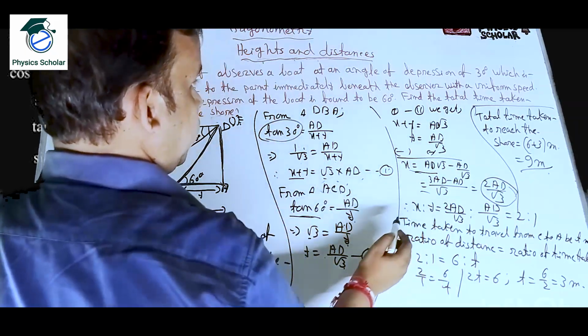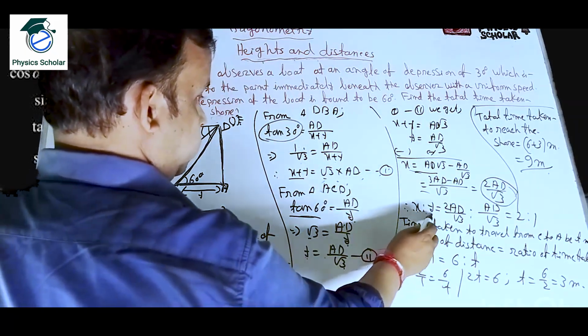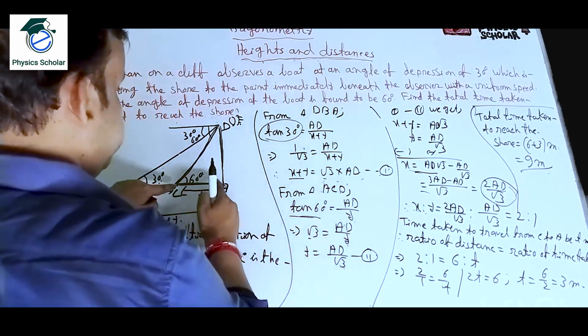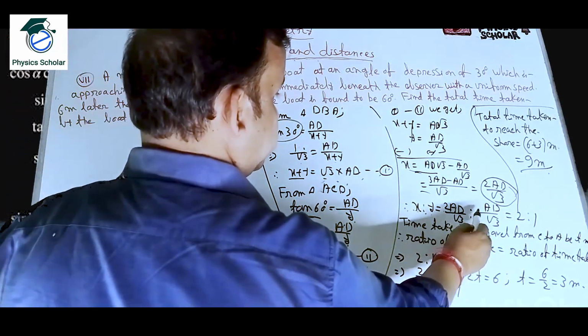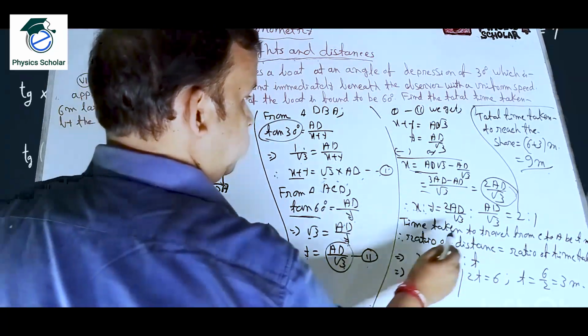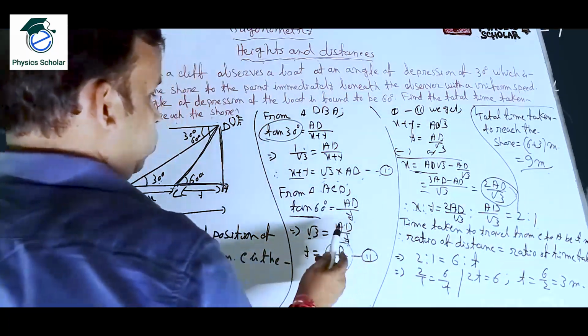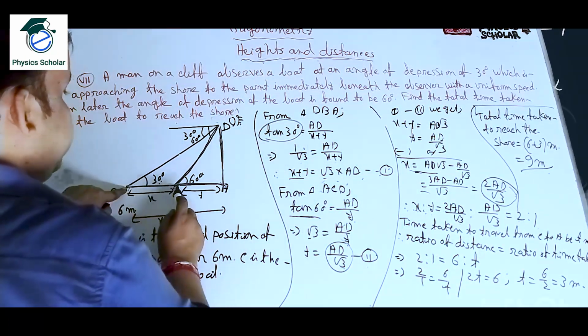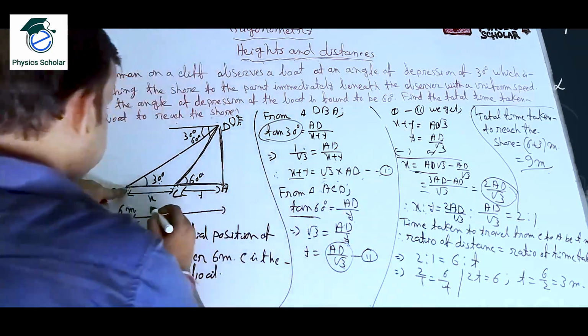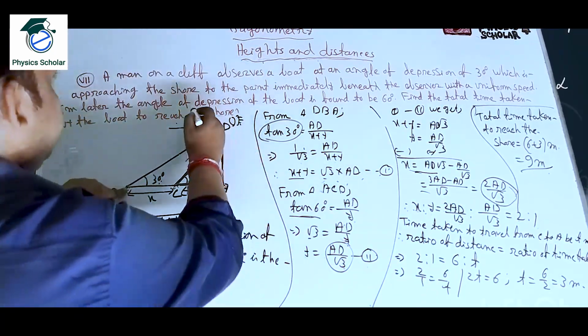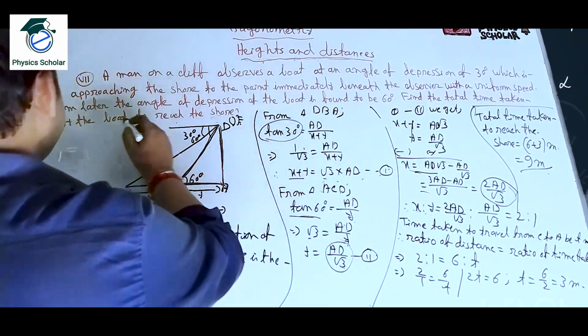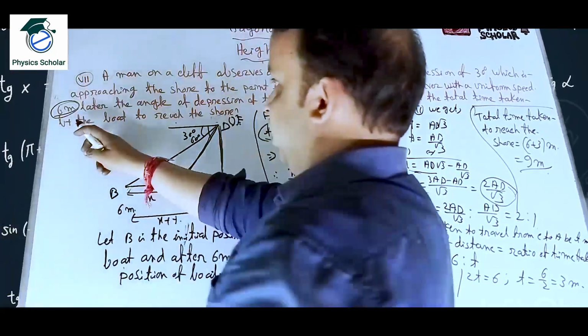So x is to y. So the ratio of this is to this is equal to what? 2 AD by root 3 is to AD by root 3. So AD by root 3 will cancel. That means 2 is to 1. So the time taken to cover the x distance is what? 6 minutes. It was given. The time taken to cover x distance is 6 minutes. See, it is given 6 minutes.